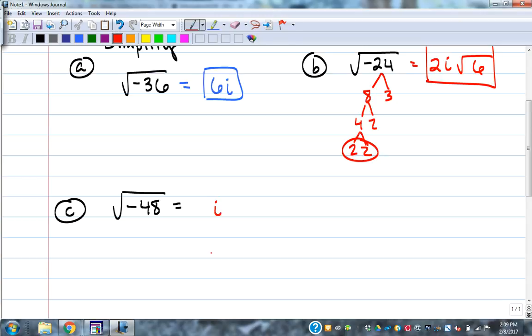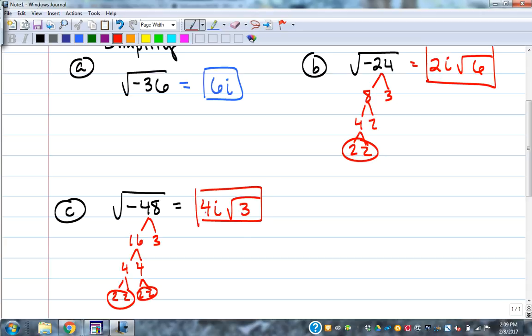Then we think 48. That's not a square number, so I know something's going to be left over. So let's find out what's left over. You do 16 and 3, 4 and 4, 2, 2, 2, 2. I would probably stop at the 4, 4 because it's 4i square root of 3. All right. So with a negative underneath the square root, you're going to be able to at least pull an i out of it. And then you simplify the number the same way we did the last couple of days. Okay, so nothing has changed as far as that goes.